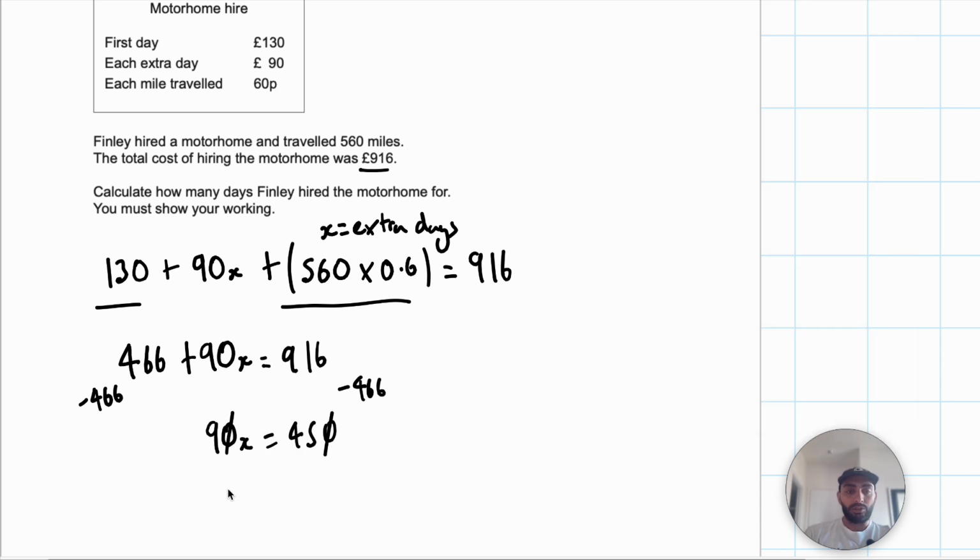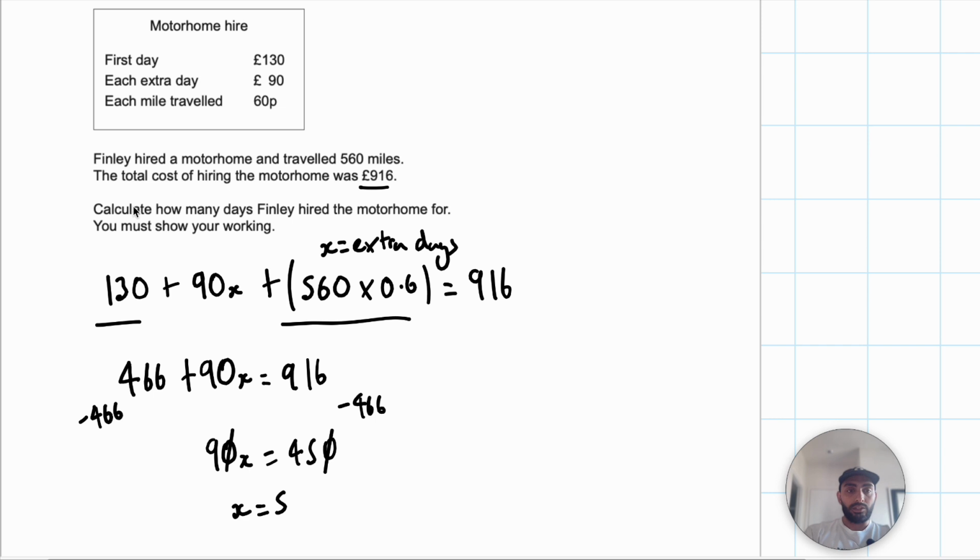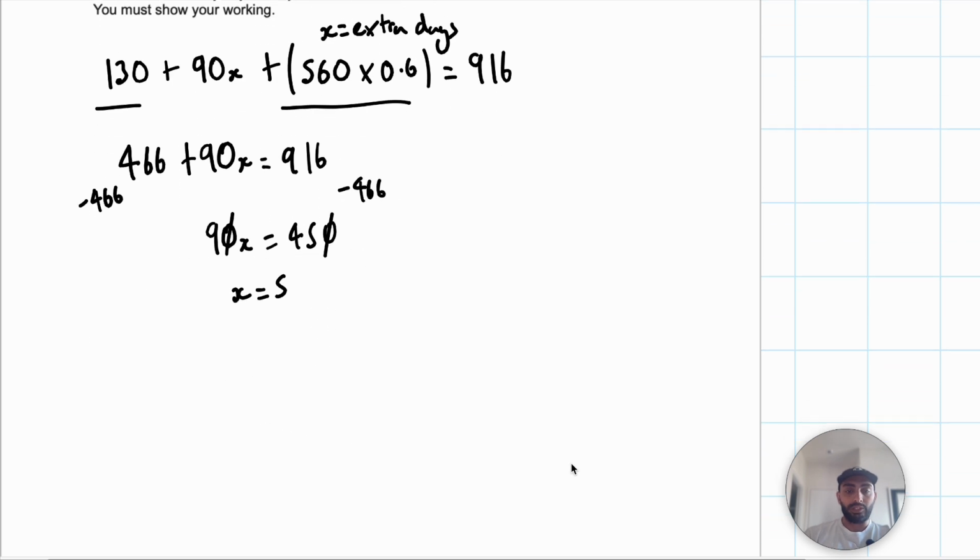Let's cancel out those zeros. So 9x is equal to 45, x is equal to 5. Remember, x is the amount of extra days. So altogether, he's going to have 5 add 1, which is 6 days.